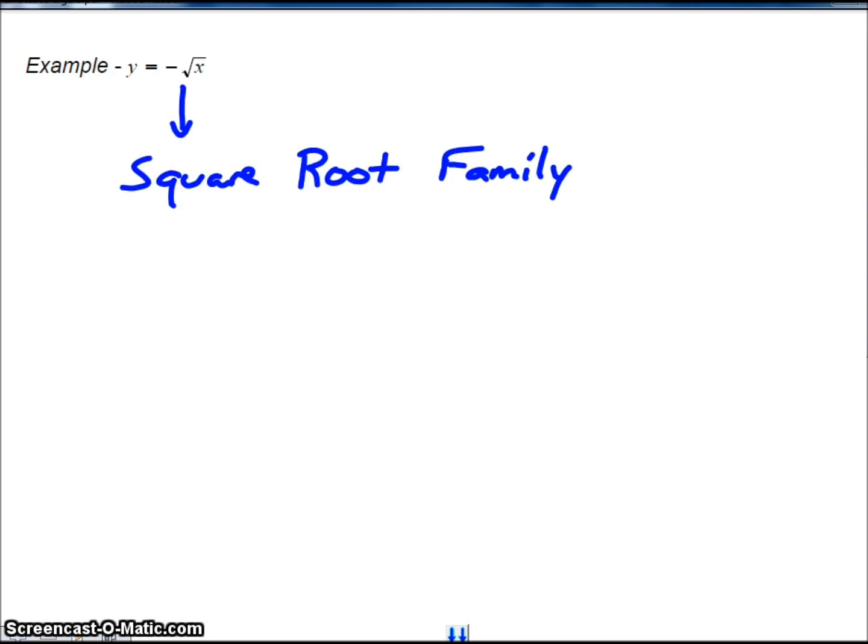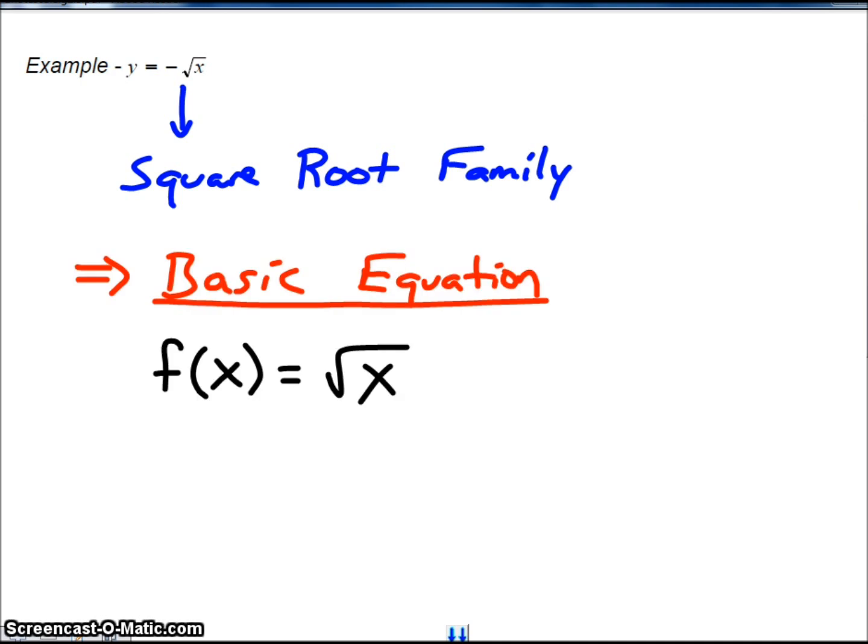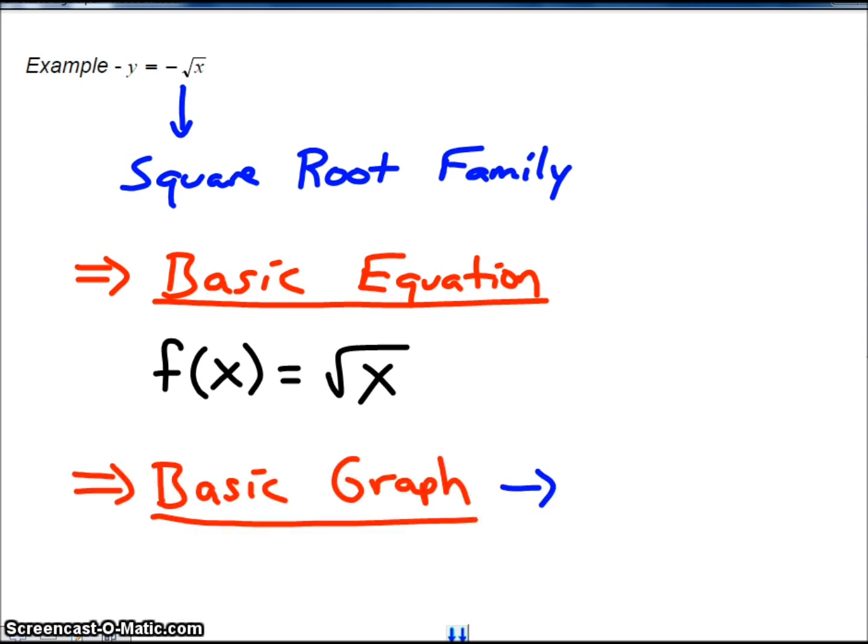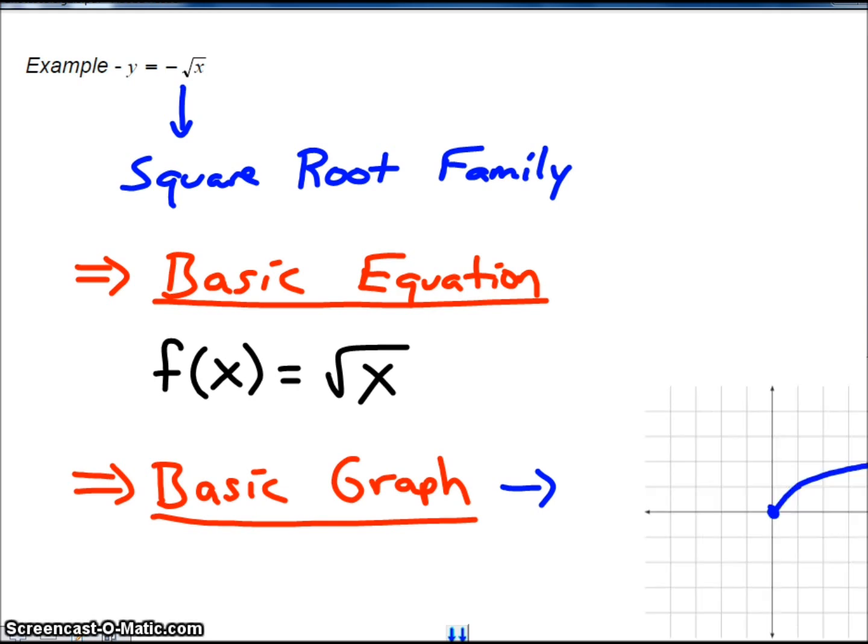And in this case, we're dealing with the square root family. As soon as you realize it's the square root family, you should immediately think of the basic equation in that family, which is f of x equals the square root of x. You think of that one because it's a really basic one that's easy to build off of, and you have the graph memorized for this equation. So the basic graph of the square root of x is this particular shape.